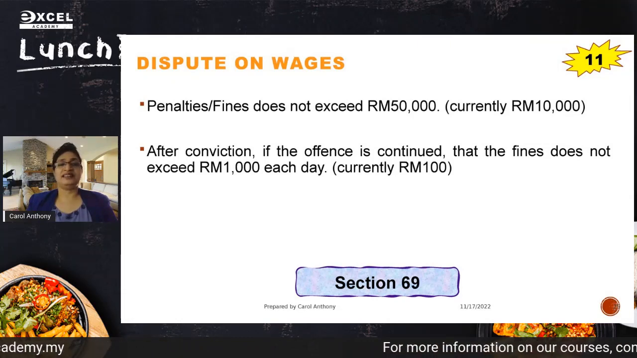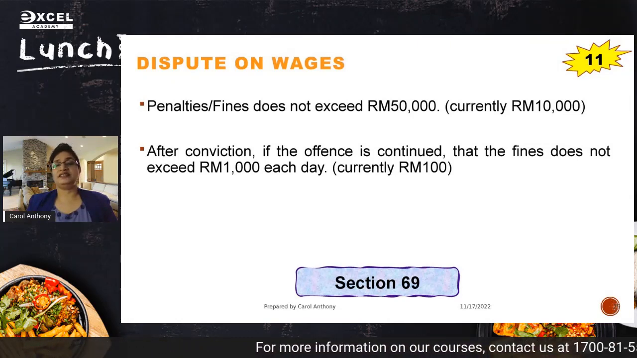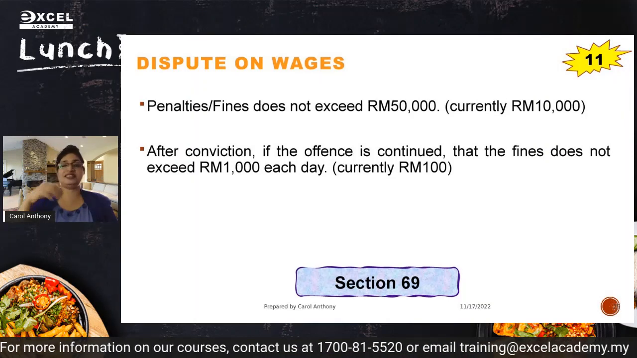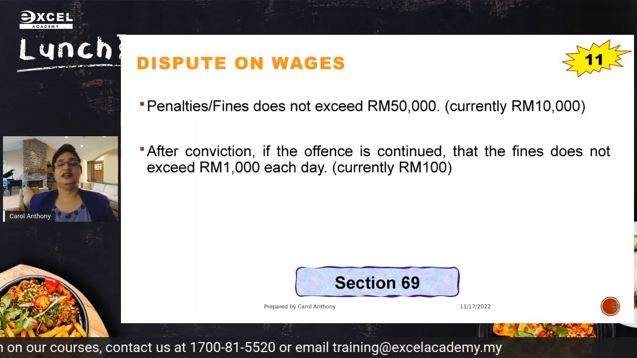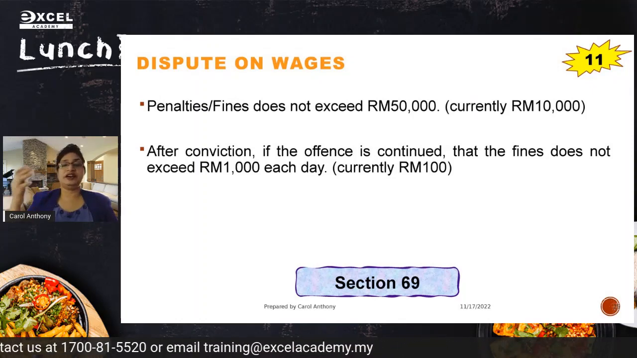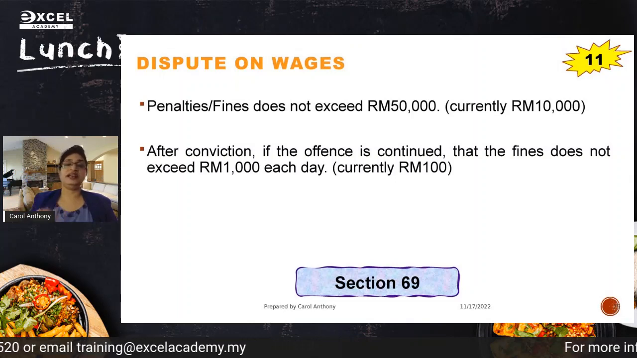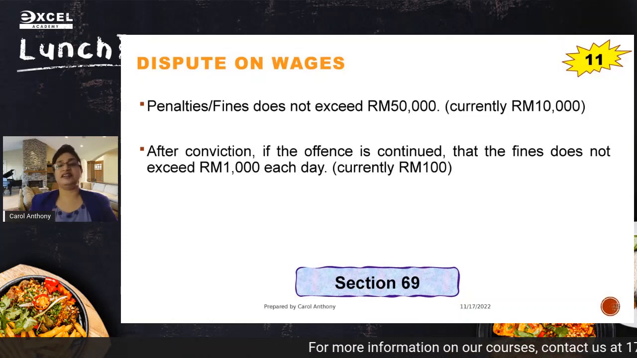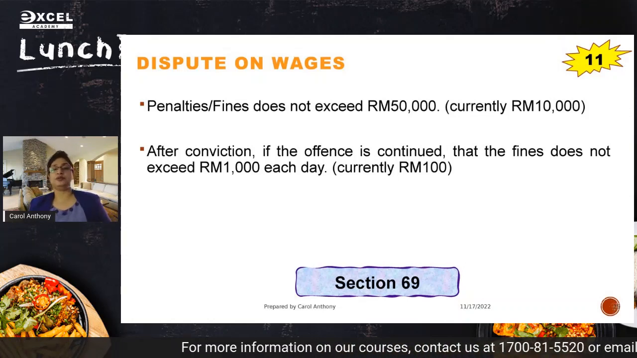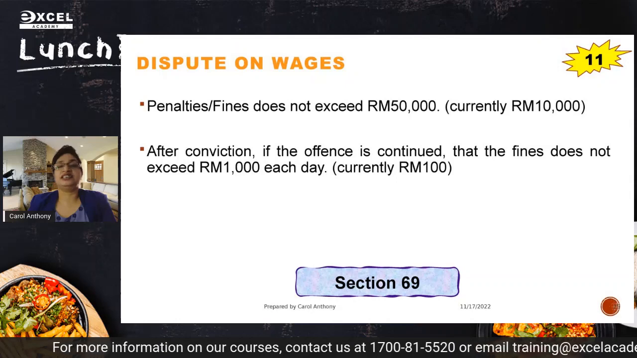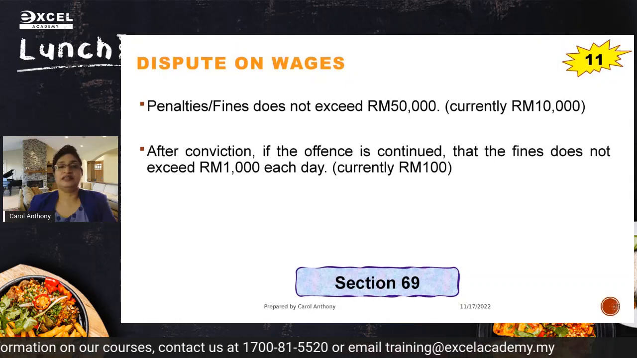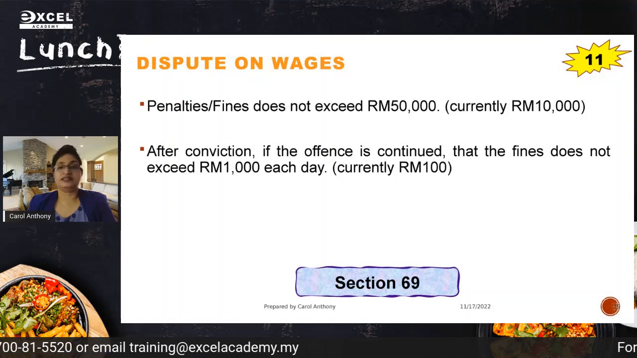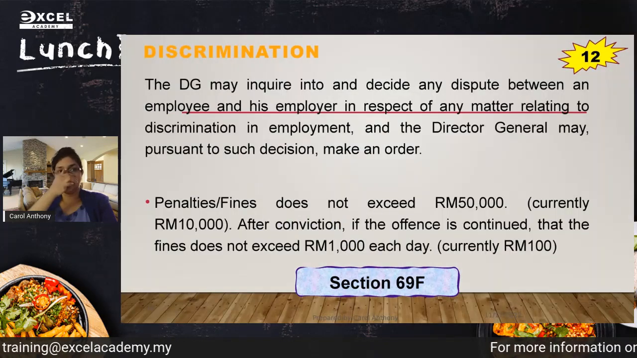So that's where the second clause comes in. If the offense is continued, then the fine does not exceed 1,000 each day. So for each day of offense, they will put in a fine of up to 1,000 each day. Currently it's 100 ringgit, so they have increased it to 1,000. So these are the changes in the amount here. That's what changed in section 69. Right? Let's move on to the next one.